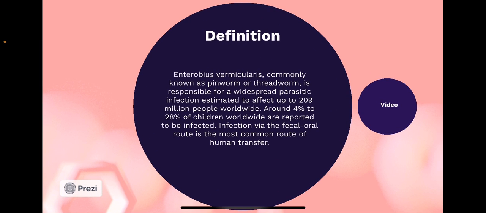In definition, Enterobius vermicularis, commonly known as pinworm or threadworm, is responsible for a widespread parasitic infection estimated to affect up to 209 million people worldwide. Around 4% to 28% of children worldwide are reported to be infected. Infection via the fecal-oral route is the most common route of human transfer.